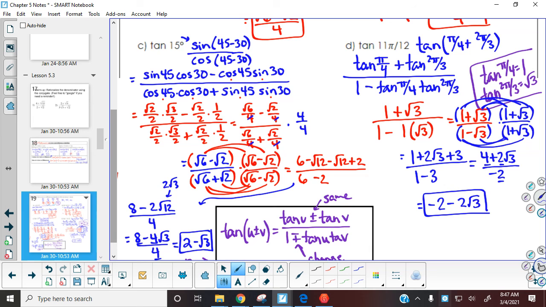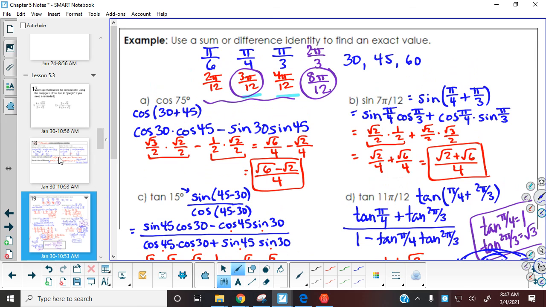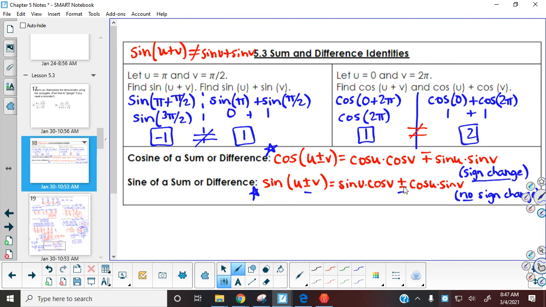Okay, so this is a lot. I'm not going to try to tell you that it's not. When you look at these, it's like, holy cow. But the big thing is take it one step at a time. Make sure you're plugging things in correctly into your identities. Make sure that you don't forget your unit circle that we've studied so much in the past. If you need to, have that unit circle beside you.